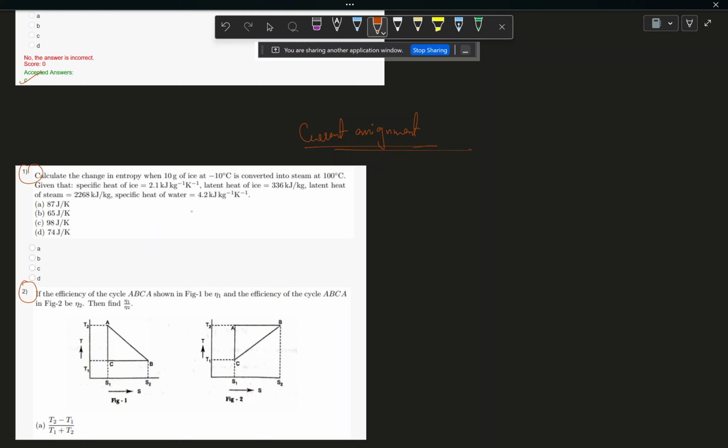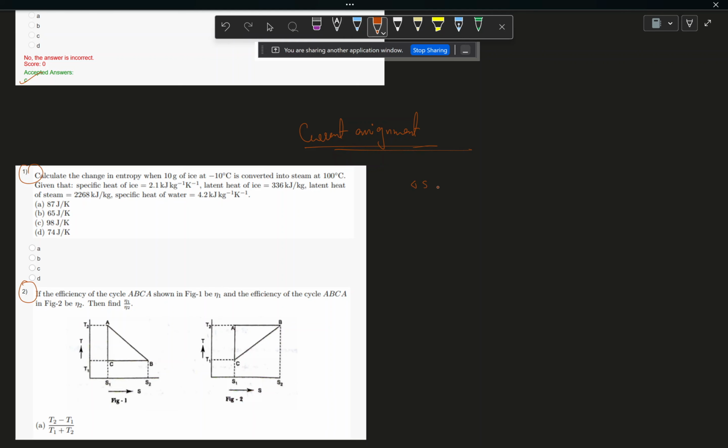First one is: calculate the change in entropy when 10 gram of ice at minus 10 degrees centigrade is converted into steam at 100 degrees centigrade. I think we have solved a similar type of problem before in a past assignment, I think in week 8 only. So you can try it by yourself. This is just a simple formula of entropy change.